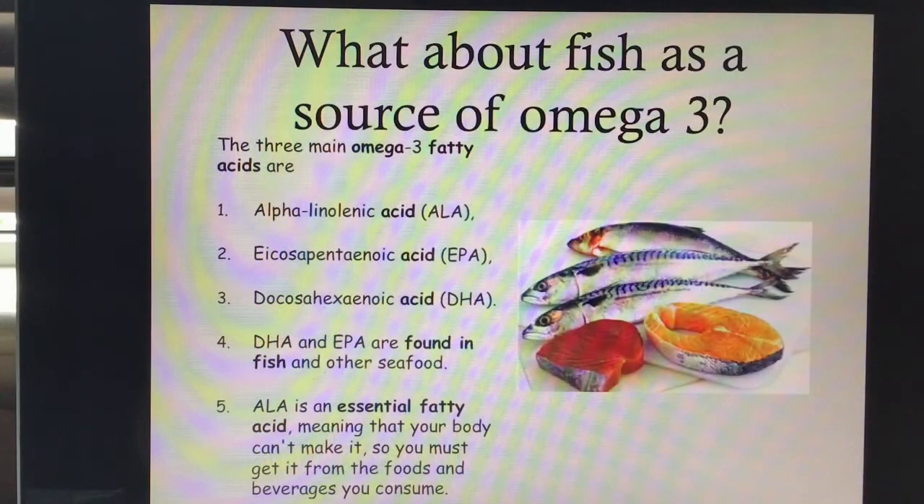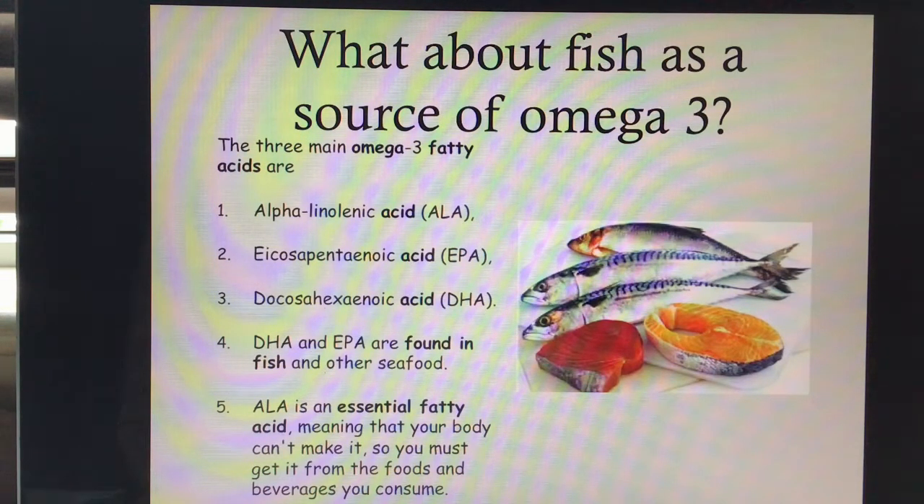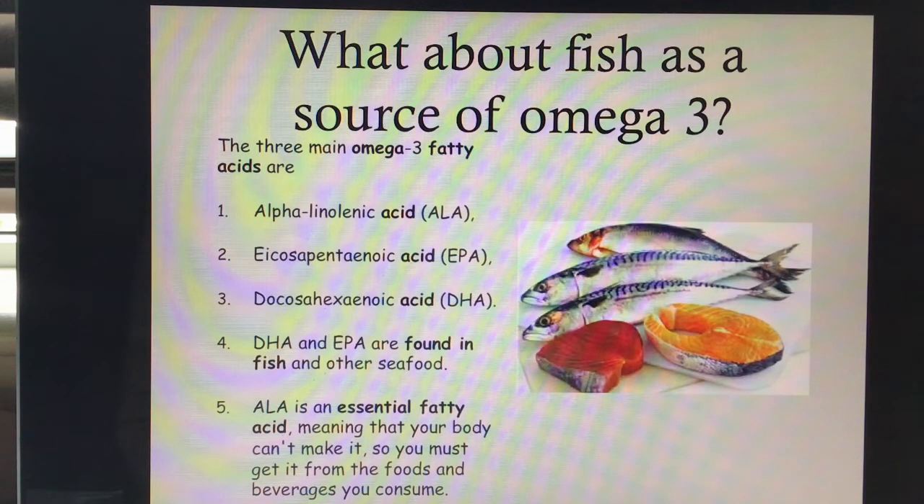Now we want to think about fish as a source of omega-3 fatty acids. The three main omega-3 fatty acids are alpha-linolenic acid, or ALA, eicosapentaenoic acid, EPA, and docosahexaenoic acid, DHA. So docosahexaenoic acid and eicosapentaenoic acid are found in fish and in other seafood. You can refer to them as EPA and DHA.